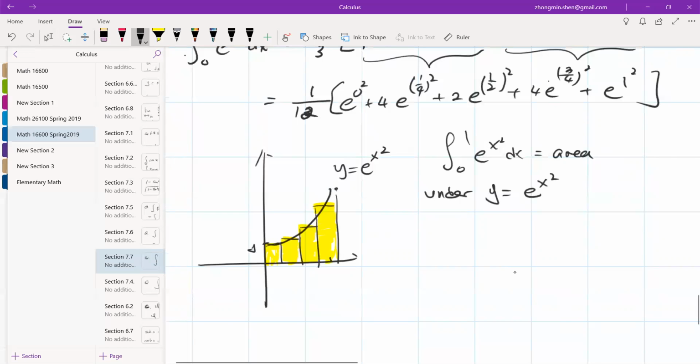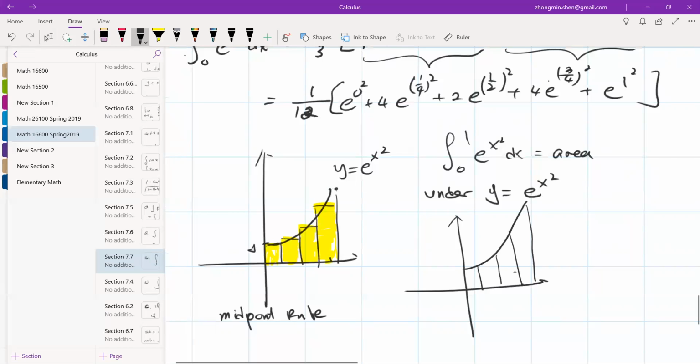So this is the exact area under the graph. So the midpoint. This is the midpoint. So the area is approximated by those rectangles. So now let's look at the trapezoid, right? Trapezoid, it's going to be almost much better. You can see that.